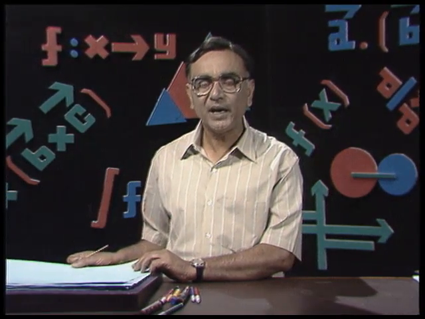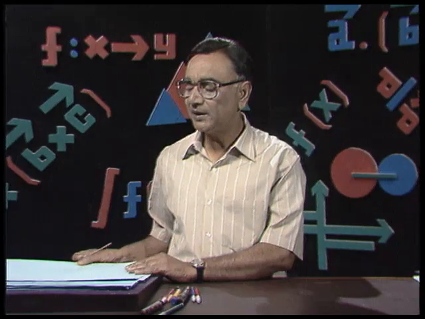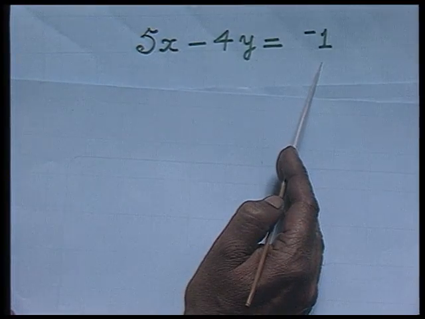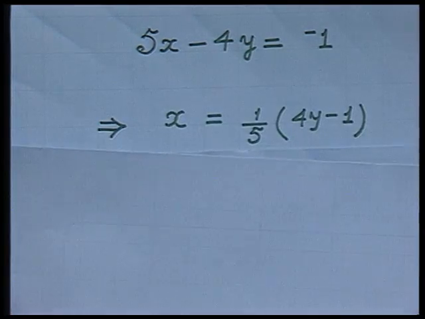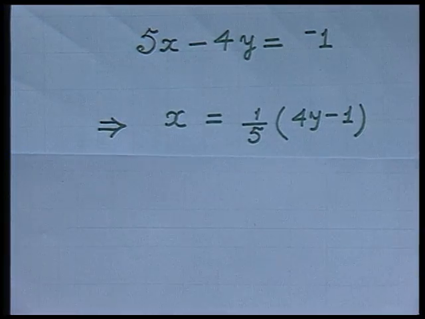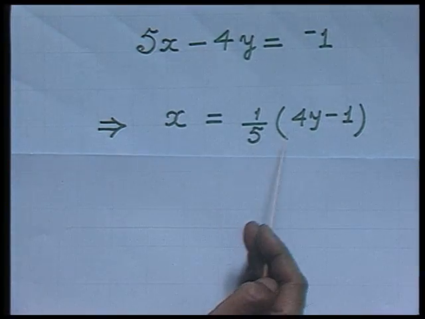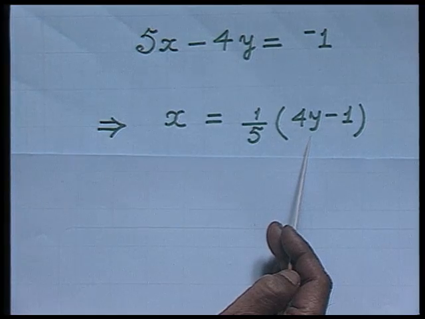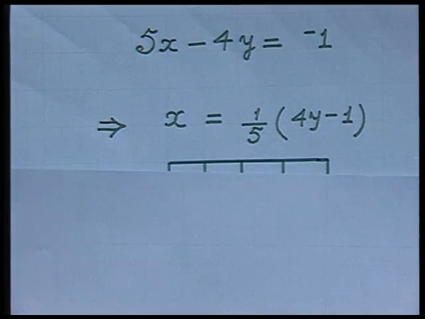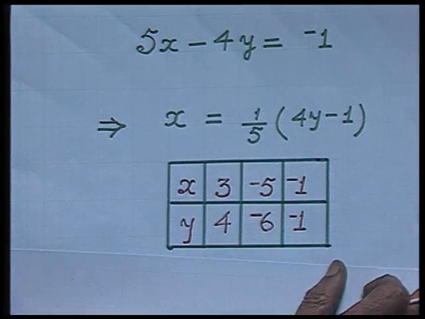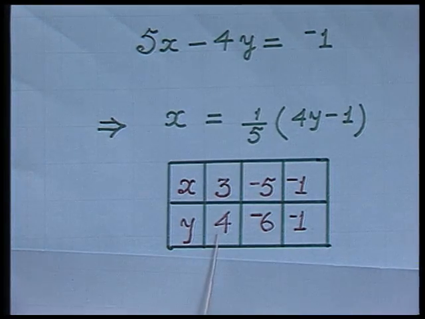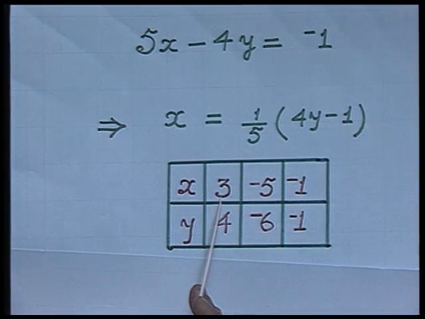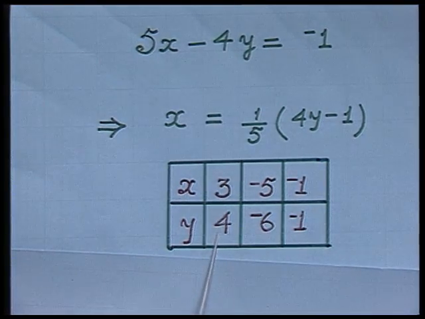So let's have a look at the equation which I had. The equation is 5x minus 4y equals minus 1. So here I am making x the subject, and I get x equals 1 upon 5 times (4y minus 1), and by assigning any values to y, I can get the values of x. When I assign the value of y as 4, I get the value of x as 3. So the first ordered pair is 3, 4.